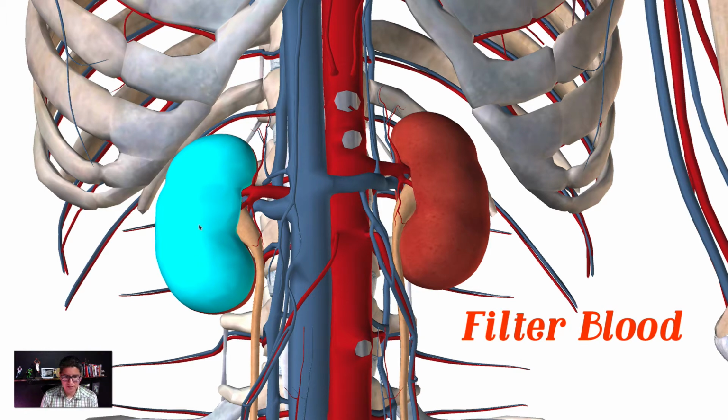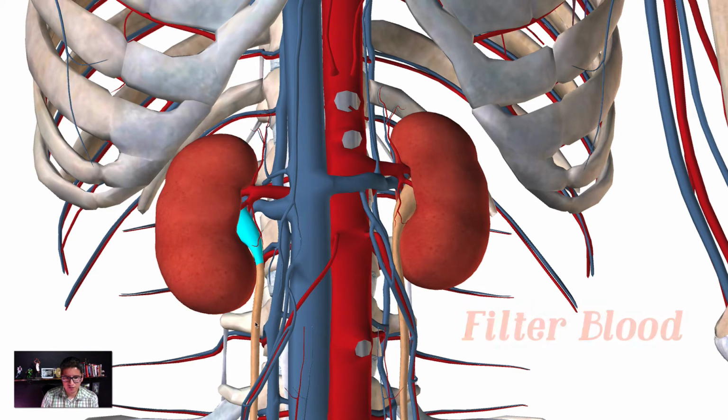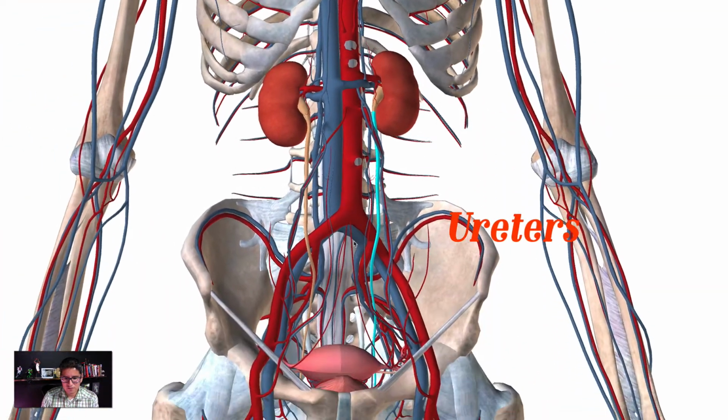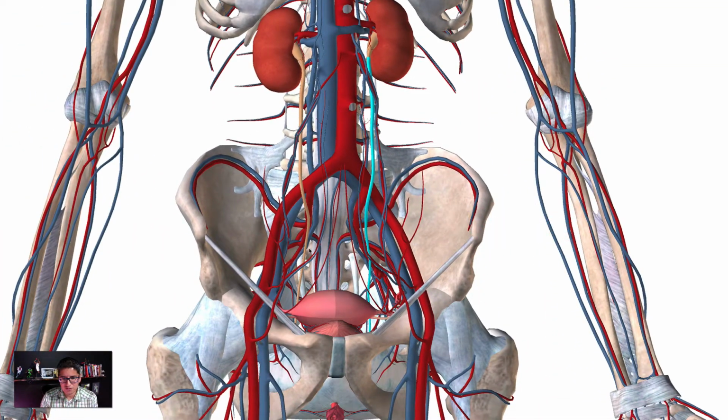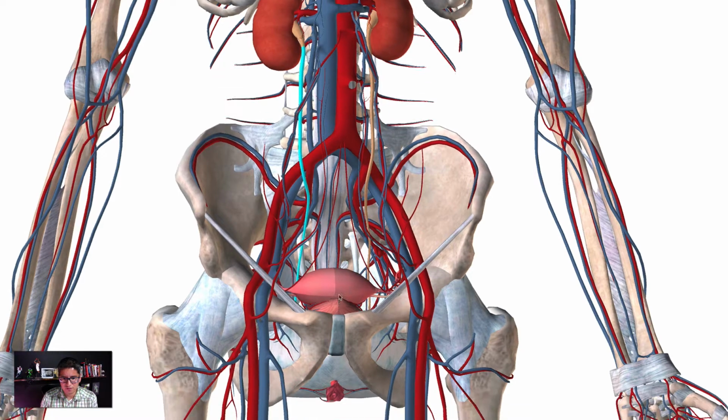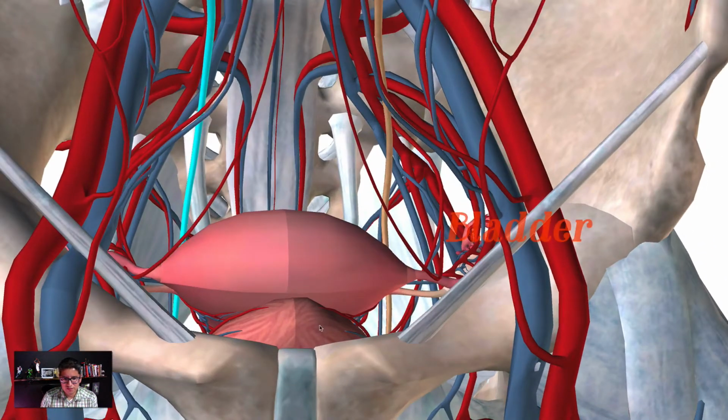It filters blood into what's called the ureters right here. These are long tubes, and these long tubes go down and drain urine, which has waste product. They drain that urine into what's called the bladder, which is right behind your pubis bone in your pelvic area. So here is your urinary bladder.